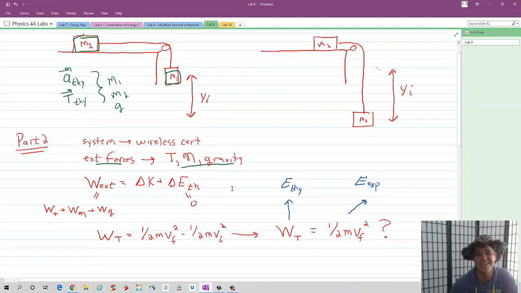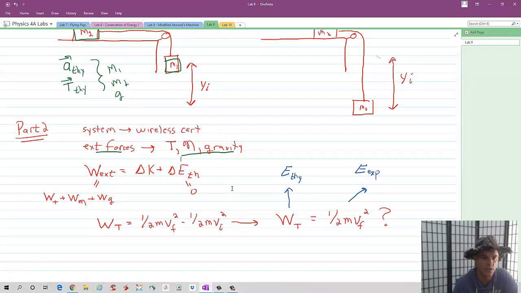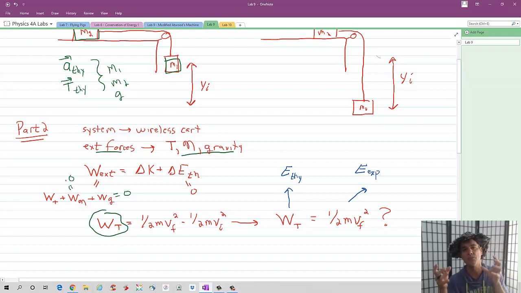And what we're looking at is, does the work done by all external forces equal the change in energy of the wireless cart? The only force that's doing work is tension, because gravity is not doing any work and the normal force is not doing any work. So the work done by tension should result in the total energy changing. We're only looking at kinetic and thermal. Since there is no air resistance or friction, there's no thermal energy generated. And since we started from rest, my initial kinetic energy is 0.